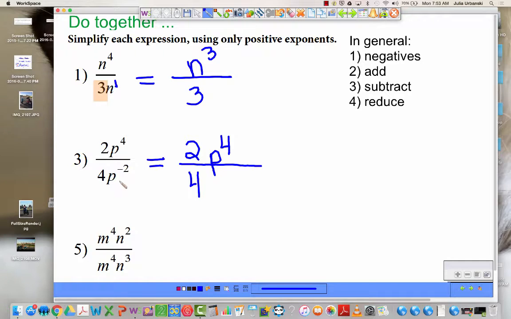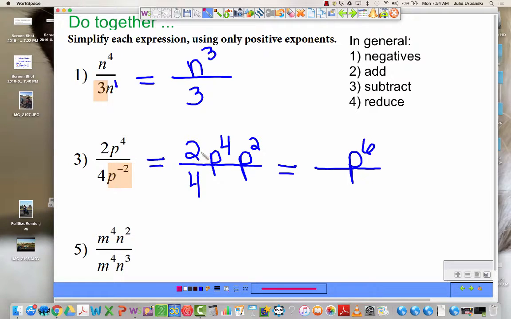P to the negative 2 moves up to the top. It becomes p to the 2nd. I take this negative 1 and move it up to the top. That alleviates a lot of the confusion. And now what we have left over on the top is p to the 6th. Good.